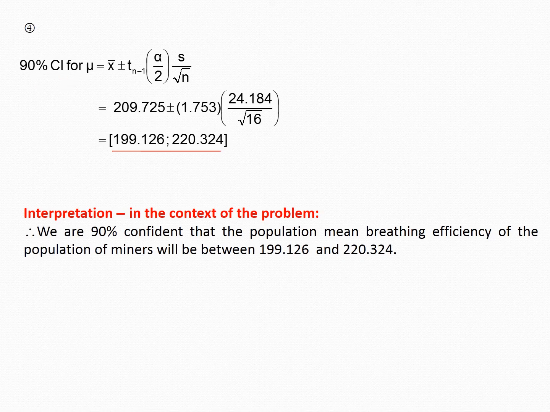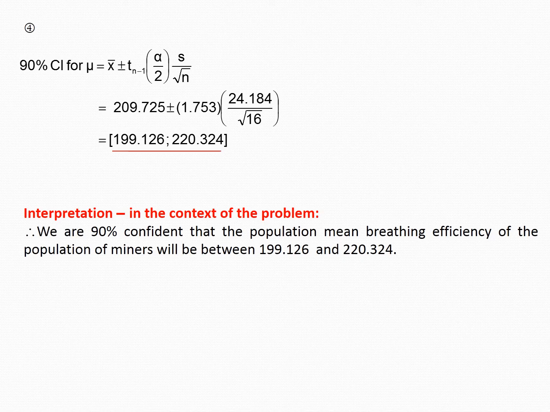Then we have all the information to calculate our 90% confidence interval for our population mean. So we can plug in our values, and our lower limit will then be 199.126, and our upper limit will be 222.324. So because the other values were incorrect, your lower limit and upper limit is also indicated incorrectly in your textbook, so you can correct them please.